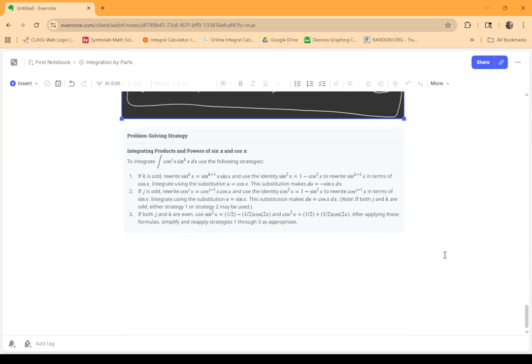So here's our strategy, right? So we're looking to integrate powers, mixed powers of sine x, cosine x. So here we focus on if k is odd, do this, right? And it gives you an approach to take, right? If j is odd, do this instead, right? Break off one of the factors so that you can use the power reducing identities, right? Now, if j and k are even, so if you have both even powers, then use those power reducing formulas. All right, so that's a nice summary there. This comes from our textbook section on trigonometric integrals, which is 3.2, I believe, in our OpenStax Volume 2.